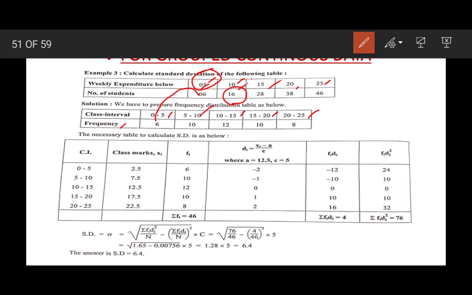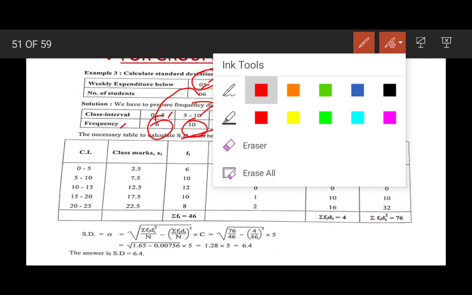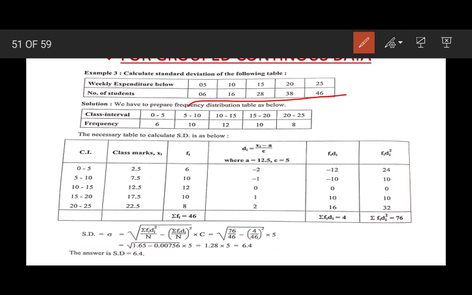Then 16 minus 6. So 16 minus 6 will give you 10. Then 28 minus 16, 12. Then 38 minus 28, 10. Then 46 minus 38 is 8. Okay, so from cumulative frequency I find frequency.